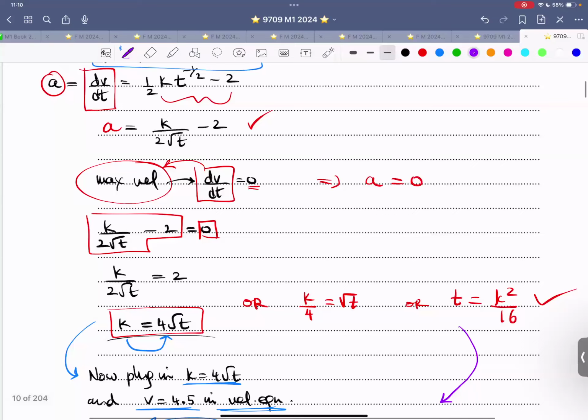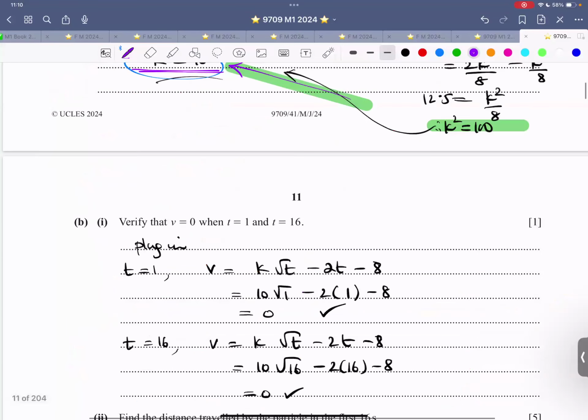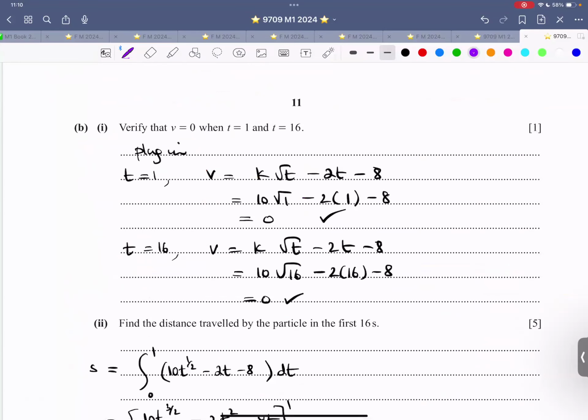It was slightly tricky, a little bit difficult. Verify, this is easy. Verify that v is 0 when t is 1 and t is 16. So just plug in. You don't have to solve. When t is 1, plug it in over here. The value of k is 10. The value of t is 1. This comes out to be 0. When t is 16, the value of k is 10. Plug in 16, simplify, and that's 0.